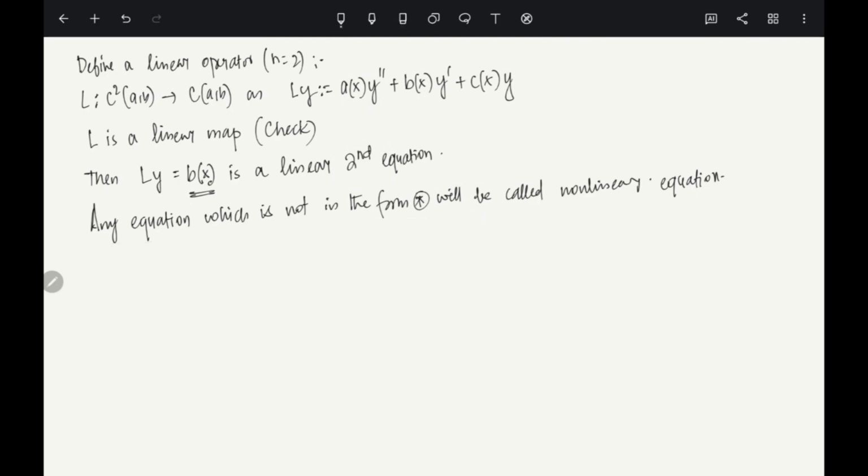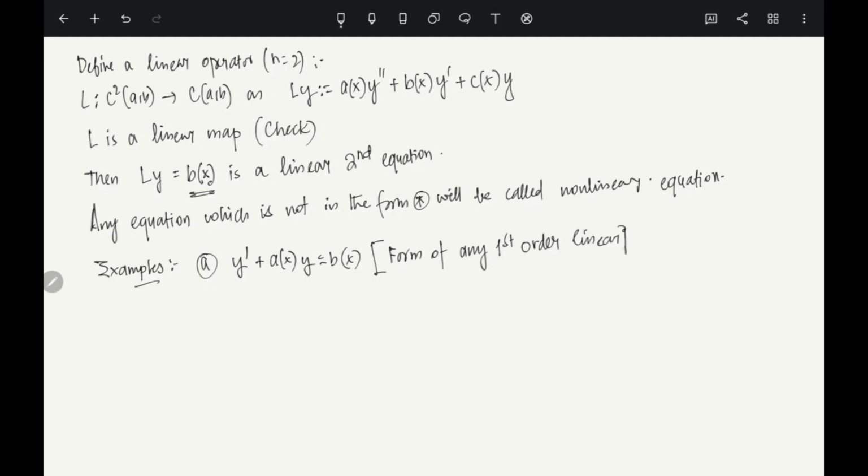Now what we are going to do is essentially look at some examples that will clarify things. First, a linear first order equation. It will always look like this: y prime plus a of x times y equals b of x. This is the form of any first order linear ODE. It cannot be of any other form, which you can understand from the definition itself.